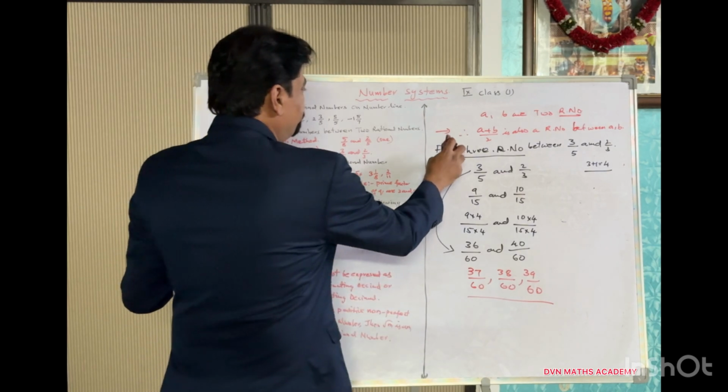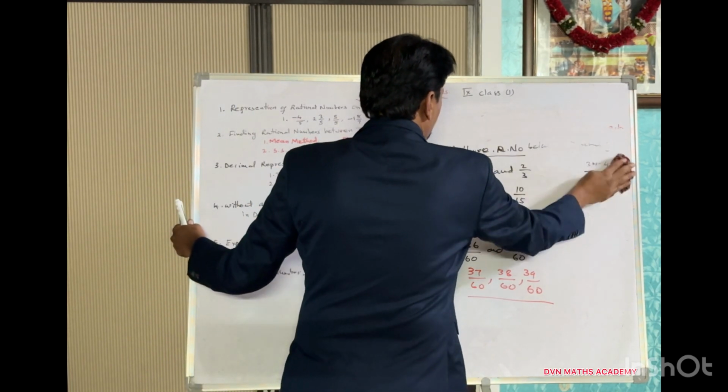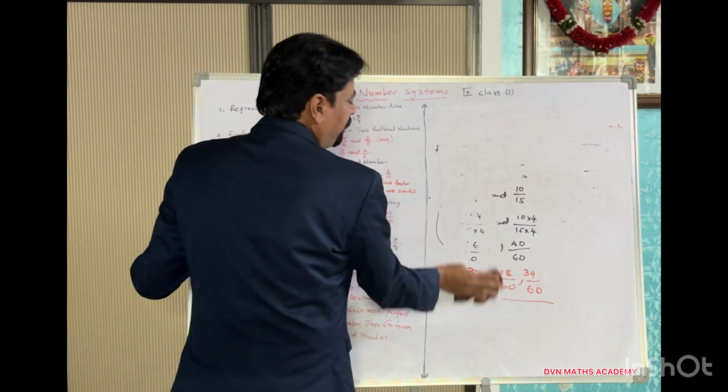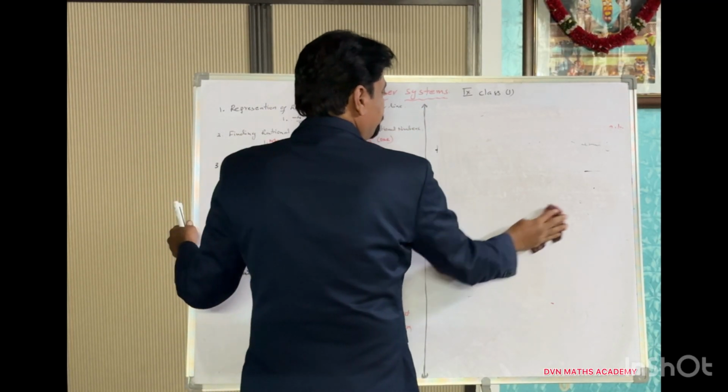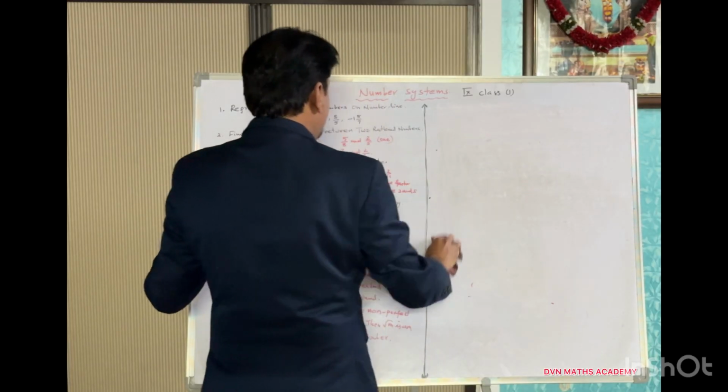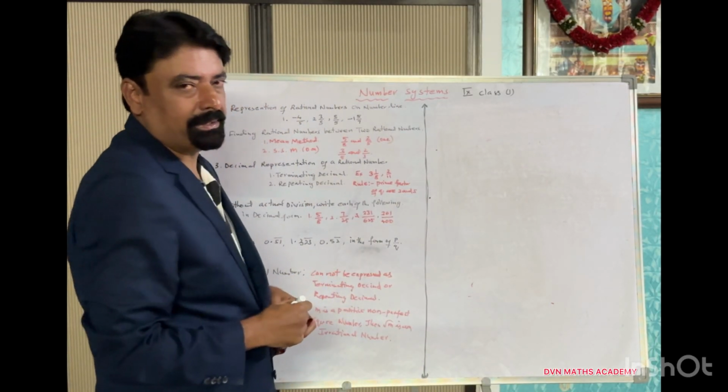Next, the next topic is a very interesting topic for 9th class students. The decimal representation of a rational number.